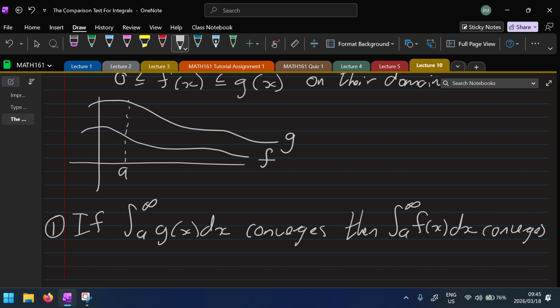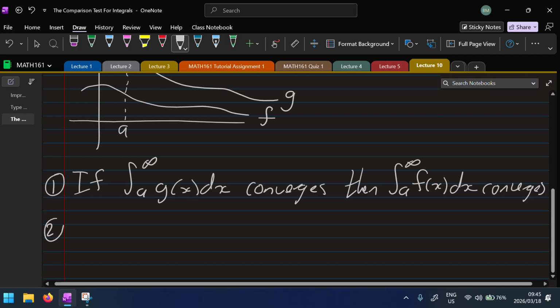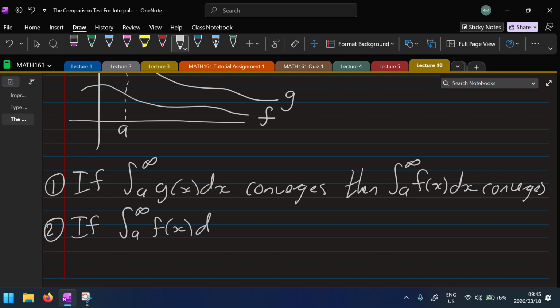Okay. And here's where the ordering matters. Statement number 2. If the integral from a to infinity of the smaller one, you see how the ordering swaps there. Okay, if we have the integral from a to infinity of the smaller one diverges, then the larger one will also diverge.